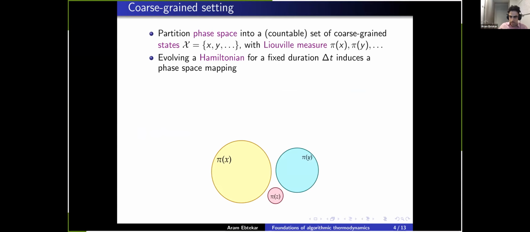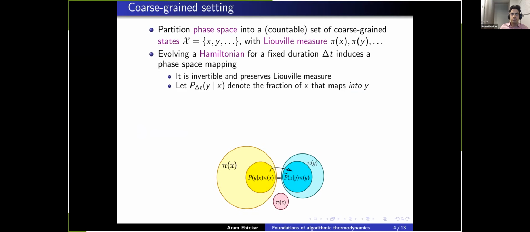So I've drawn here, let's say, three coarse-grained states. The mapping should be invertible. It should preserve the Liouville measure. And now let's define the matrix P(y|x). The notation is suggestive, but right now this matrix just denotes the fraction of the region X that maps into Y. So if you sampled uniformly from X, you could interpret this as the probability that you'll map to Y starting from X.